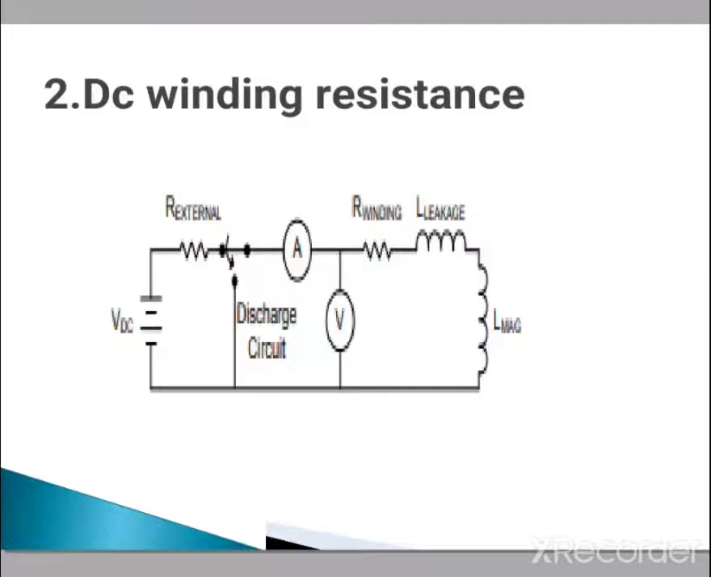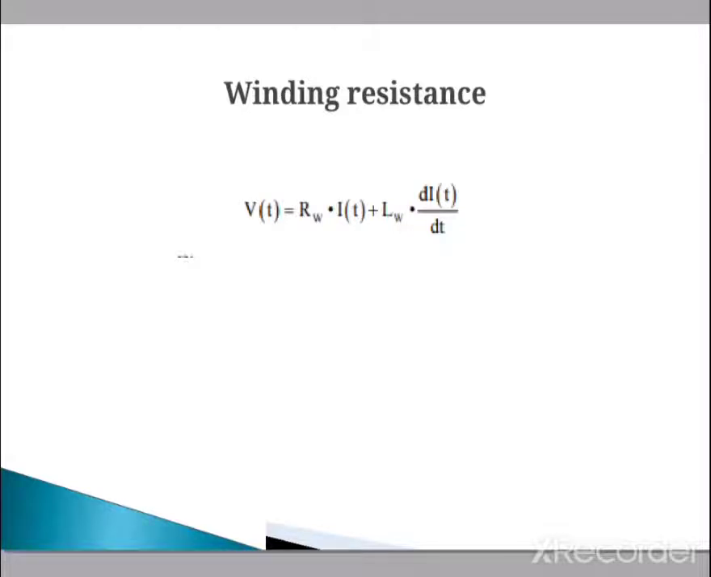Then we have to find the winding resistance. We know the formula v(t) = Rw × i(t) + Lw × di/dt. V is the voltage measured by the voltmeter, I is the current measured by the ammeter, Rw is the winding resistance, and Lw is the winding inductance considering leakage and magnetizing. From this equation we have to find Rw properly.